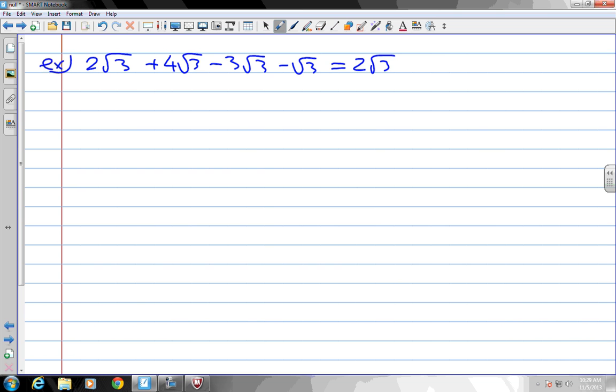Okay, so the radicand has to be the same. If the radicands are equal, I can combine them. So this is just like going 2x plus 4x minus 3x minus x equals 2x. That's an equivalent example. Do you see that?